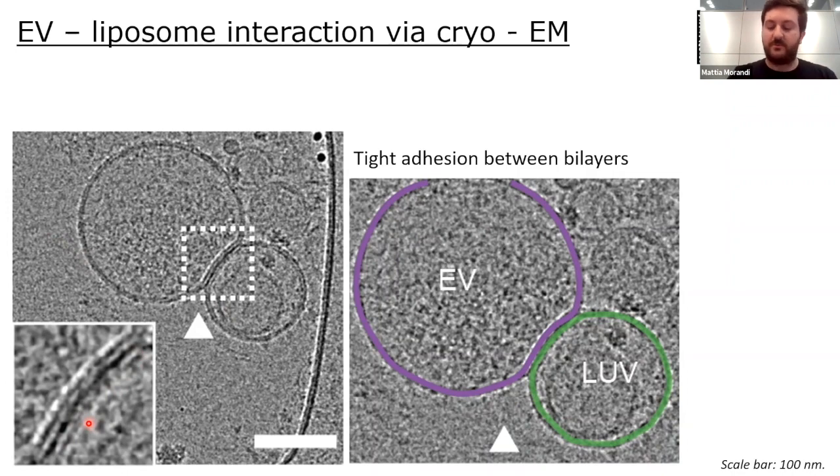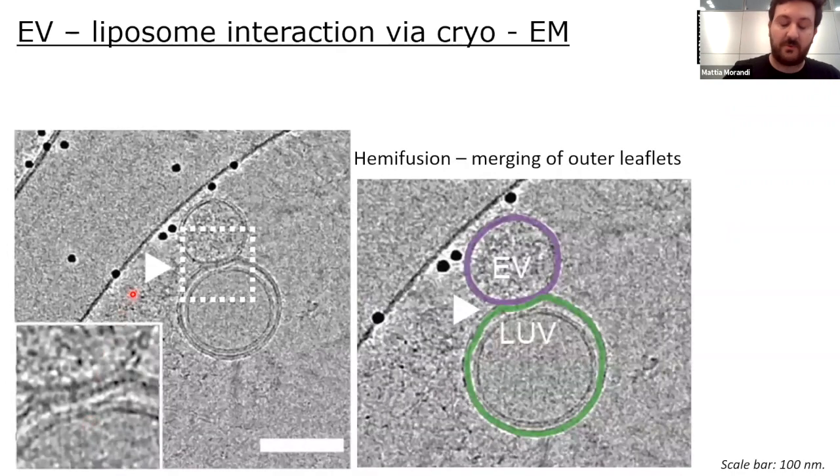But then we also start observing proper fusion intermediates. So for example, hemifusion, where only the outer leaflets are merging. So if we look here, you will see the bilayer of these EVs and the bilayer of this liposome, and you should look only at the outer bilayer.